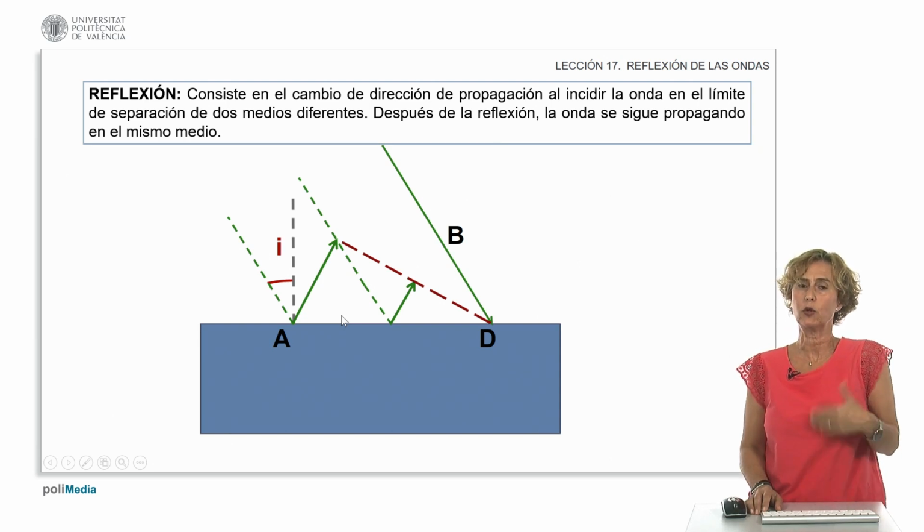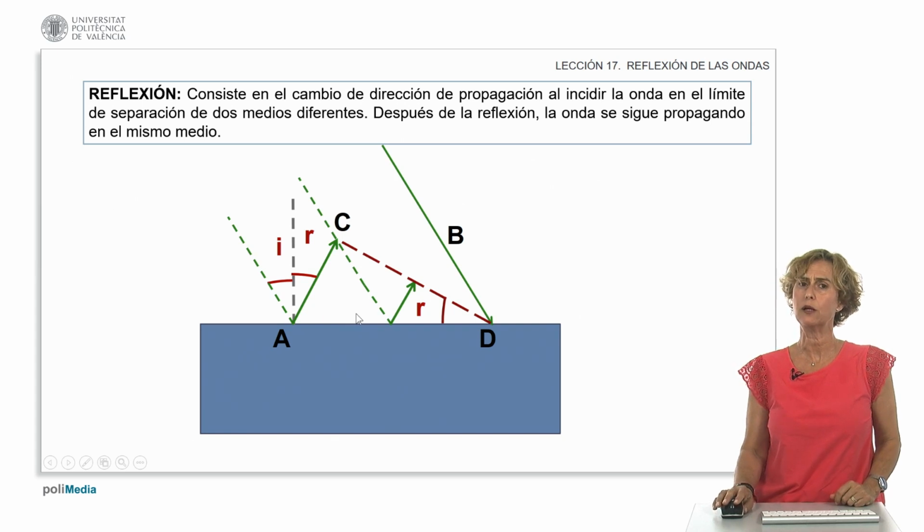At that instant, the point B has already evolved. Now we would have the angle of reflection, which, as we have already indicated, is that which forms the refracted ray with the normal to the surface at the point of incidence, and by similarity of triangles would also be this one here.